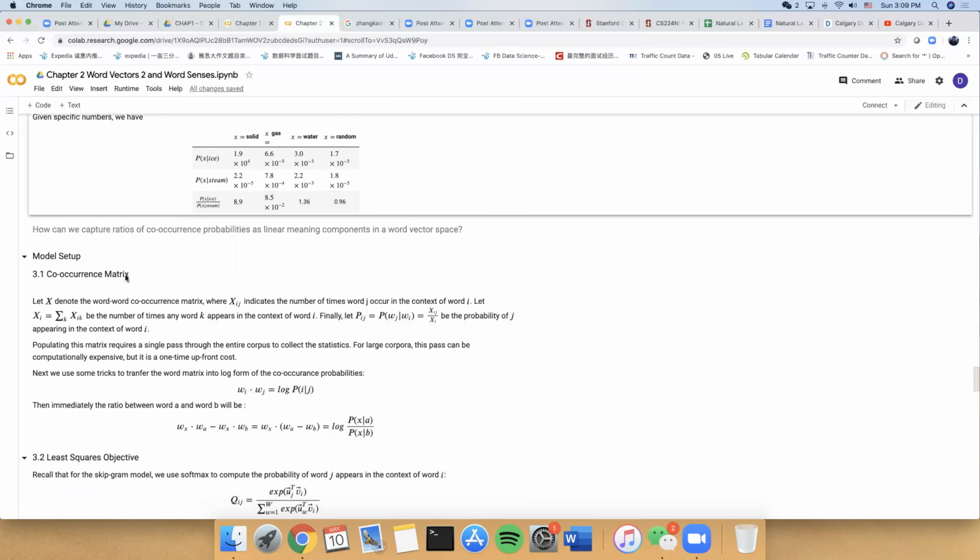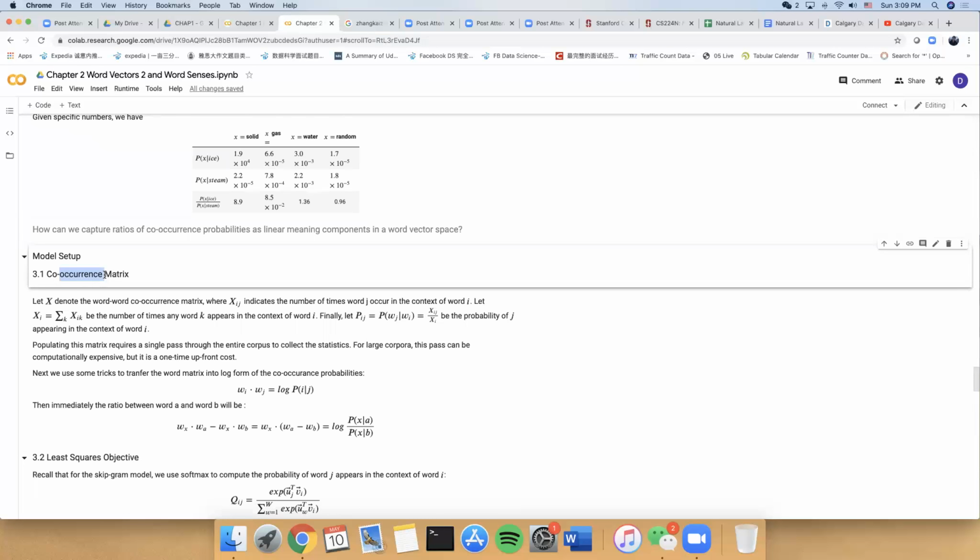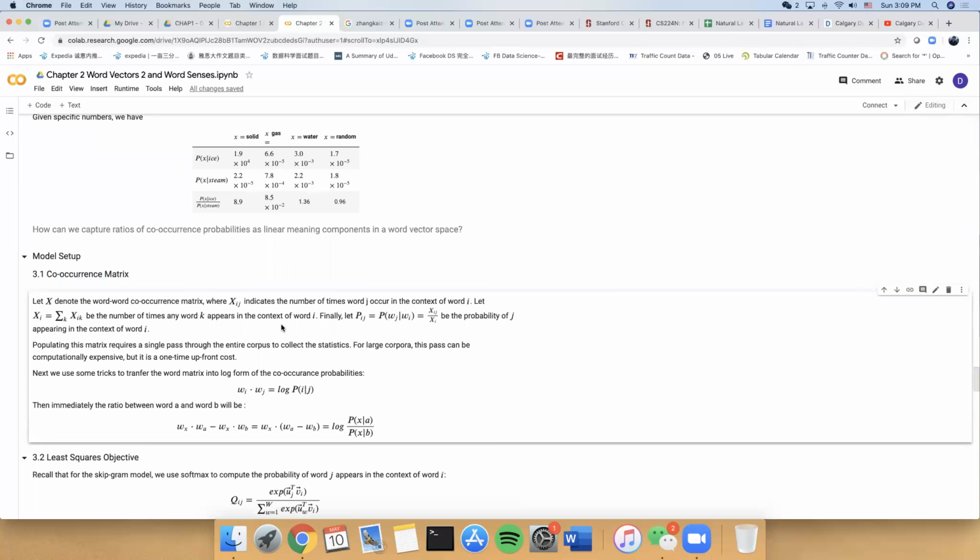Another part it borrows is a co-occurrence matrix, which counts how many times each single word shows up in a specific word window or document. So basically, it's going to use a co-occurrence matrix. It indicates the number of times word J occurred in the context of word I. So I have a bunch of context word windows, and for a specific window, let's count how many times each word shows up, given a specific word.